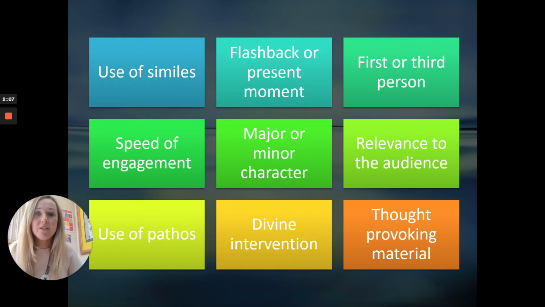We can look at whether passages are first or third person, more immediately engaging the audience with the action. We can look at speed of engagement. Does one passage immediately grab your attention whilst the other builds tension over time? And of course you can argue that one either way. Is one passage about a major character in which we are very invested versus a minor character in the other passage? You can think about the relevance to the audience.